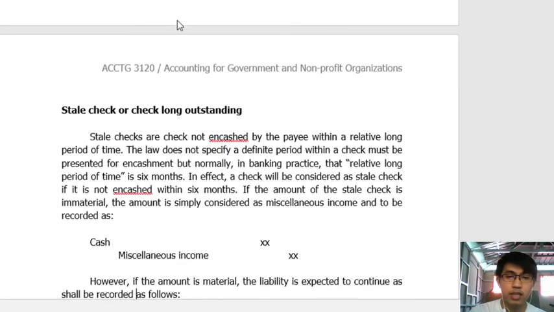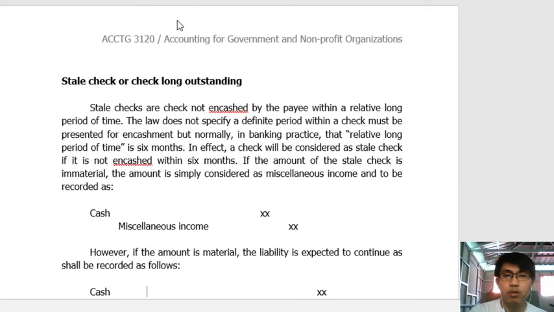Let's go with stale check. Ano tong mga stale check? Katulad kanina, yung post-dated check na ibigay mo na doon sa client. Ang sinasabing stale check ay, na-draw ko na yung check ngayon, naibigay ko na doon sa outside supplier, pero si supplier ay hindi niya yun in-encash or dineposit within a relatively long period of time. So, in practice, ang relatively long period of time na tinutukoy ay 6 months.